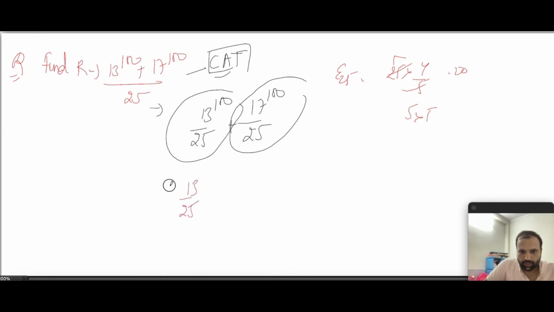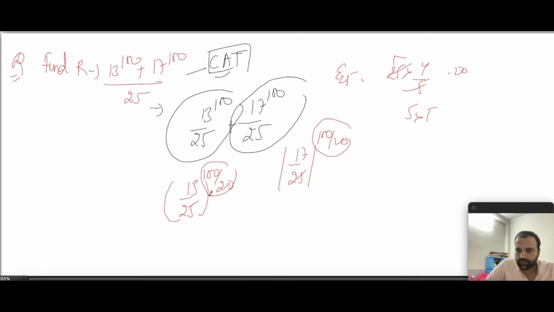So what we can do is 13 by 25 and 100 by 20. Over here 17 by 25 and 100 by 20. So what we see over here, this part goes 0, this part goes 0. Anything with power 0 is 1, and over here is 1. In between you have a sign of plus, 1 plus 1 is 2. We can do it in less than 3 seconds. Simple.